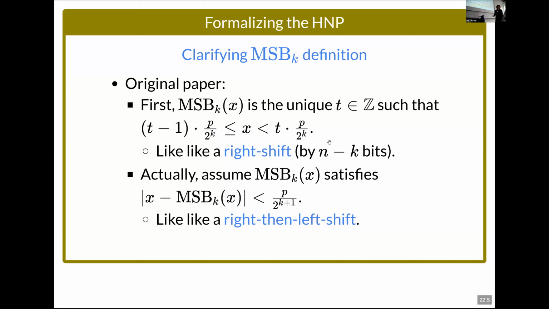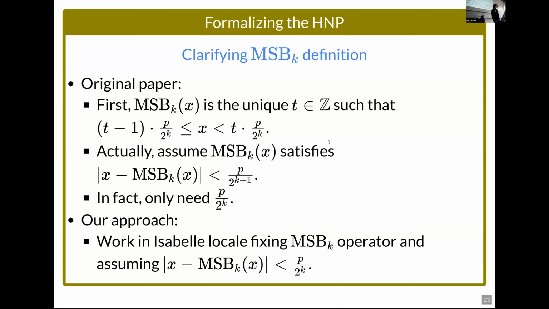And the original paper doesn't actually describe how you can translate this original definition into one that satisfies this inequality, but we've introduced a definition in our formalization that does this. And actually, we discovered that you really only need p over 2 to the k in the proof. So we work with that instead. So our approach here, we wanted to avoid thinking about the details of the MSB operator, like how does it actually work. We really only need, again, this assumption, this inequality.